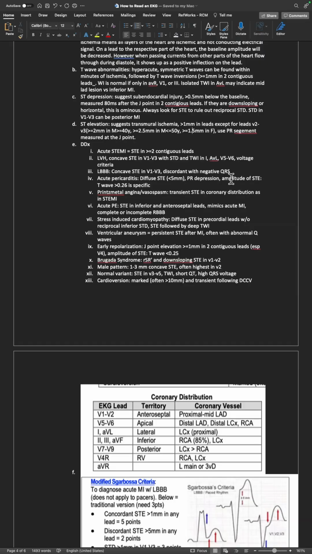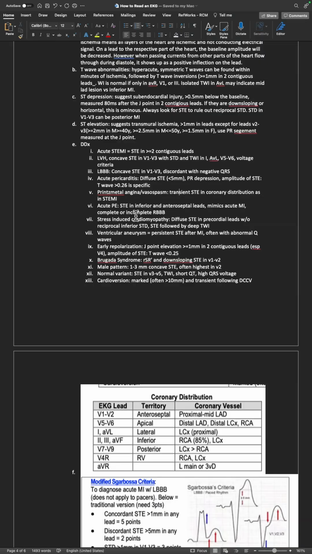PR depression, and the amplitude of ST elevation to T-wave should be greater than 0.26, which is specific for acute pericarditis. We have Prinzmetal angina or vasospasm, in which there is a transient ST elevation in coronary distribution, as in ST elevation MI. We have acute pulmonary embolism, in which there is ST elevation in inferior and anteroseptal leads, which mimics acute myocardial infarction, with complete or incomplete right bundle branch block.